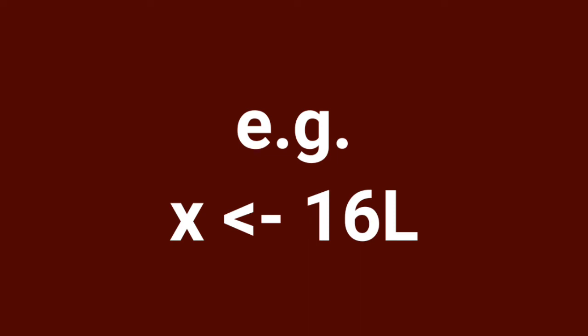The next data type is integer data type. It specifies real values without decimal points. We can use the suffix capital L to specify integer data. Say for example there is a variable called x and we have stored 16L in that x variable. So that means x is an integer variable.